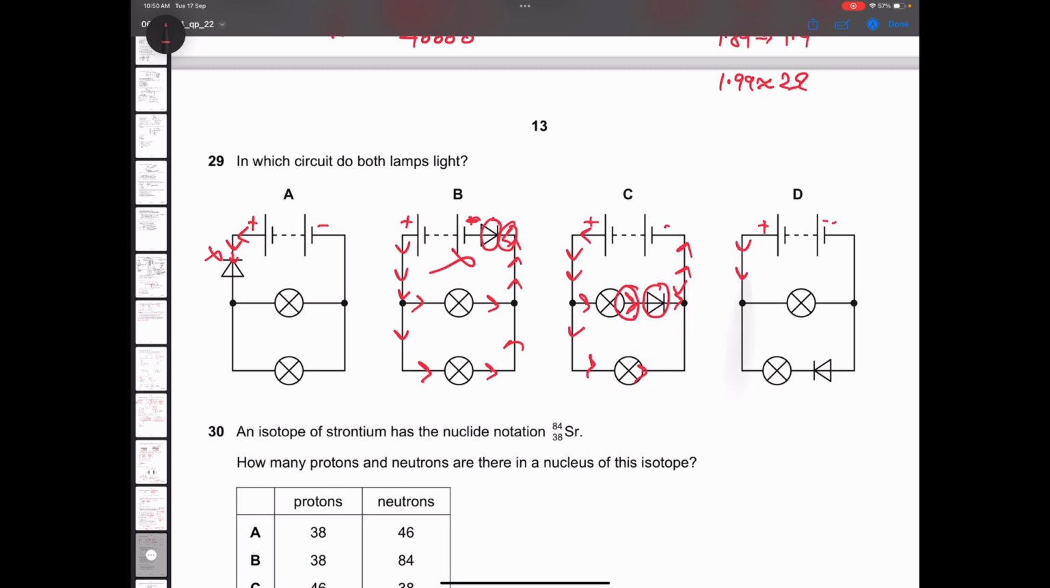The current goes like this, and then this. So this lamp will work, no issues here, but the lamp below, you can clearly see the direction of current is opposite to the direction of diode. So this will not work. So the correct answer is option number C.